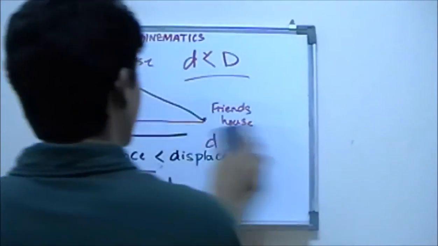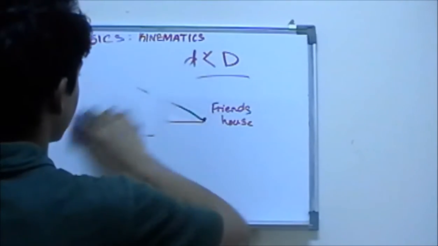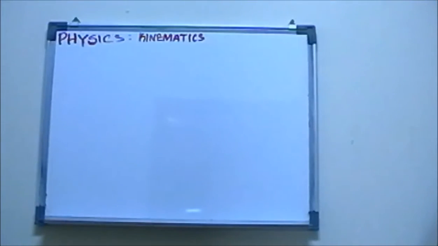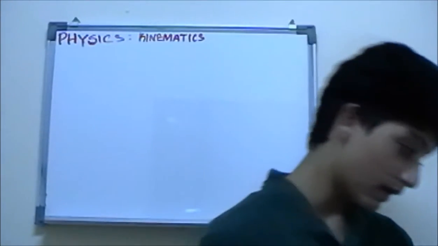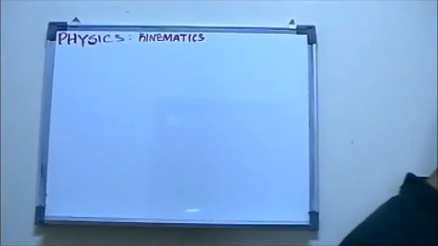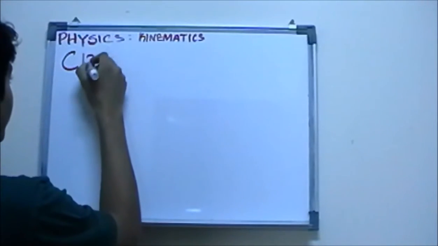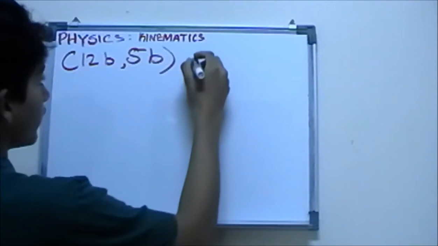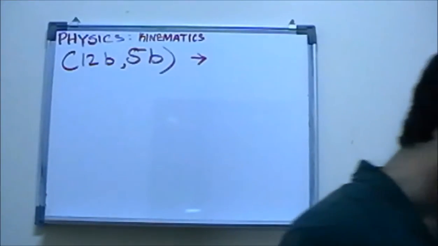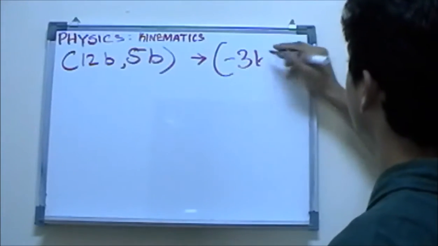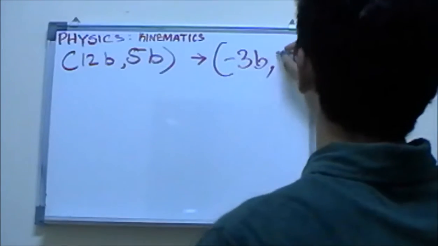Now in this example you won't be given a house with values to calculate the displacement or distance. You will be given 2 coordinate points, and you need to find the displacement from that. So let's start our example with this one. It says that you walk from a location which is 12 blocks, I'm just going to write B for blocks, 12 blocks and 5 blocks. Then you go to a store at -3 blocks, and 1 block.